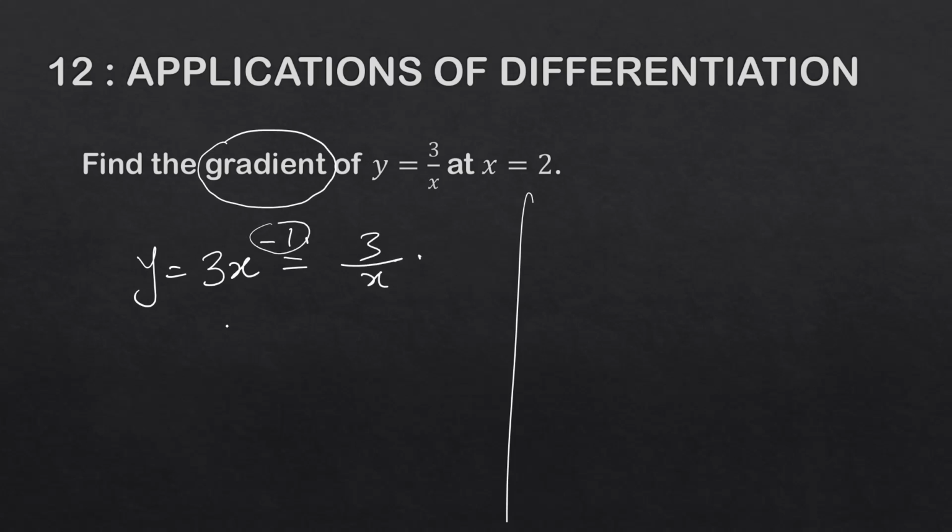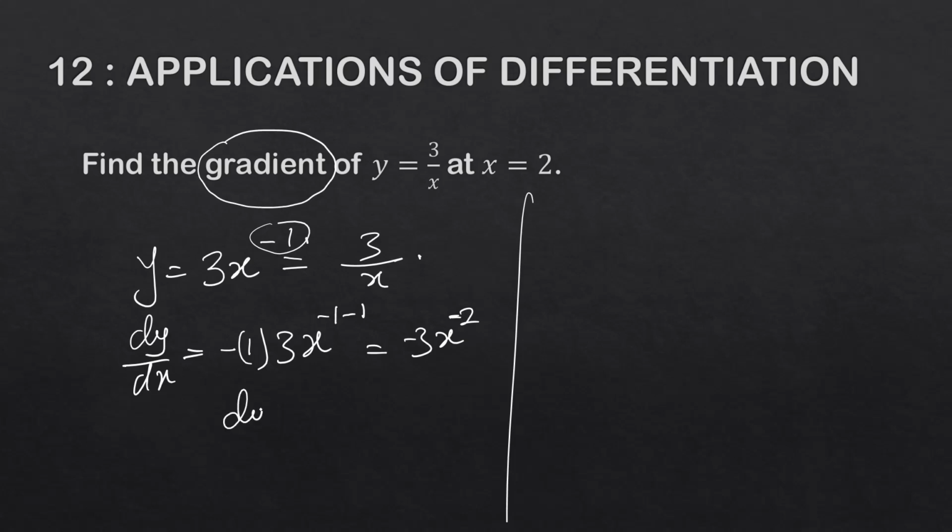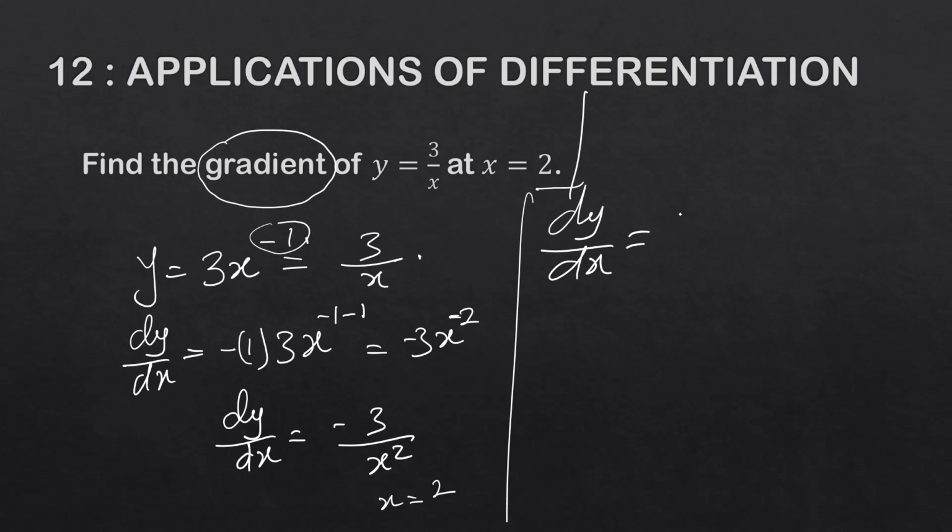Now, the power of x is minus 1. So dy/dx is going to be equal to minus 1 bracket 3 x raised to the power minus 1 minus 1, which is minus 3 x raised to the power minus 2, which is the same as saying dy/dx is going to be minus 3 over x squared. So at x equal to 2, dy/dx is going to be minus 3 over 2 raised to the power 2, which is going to be minus 3 over 4.